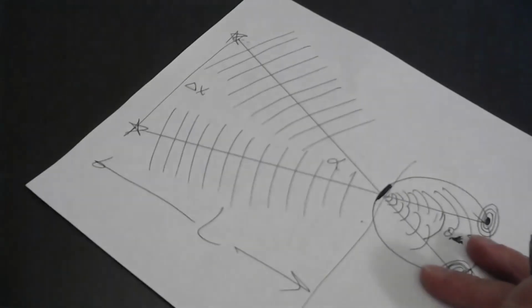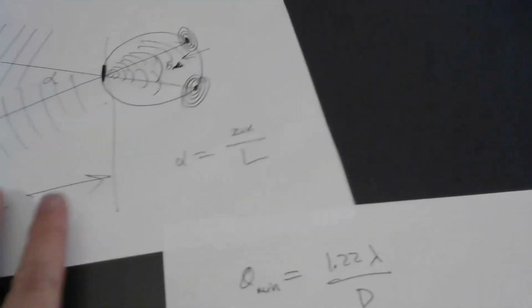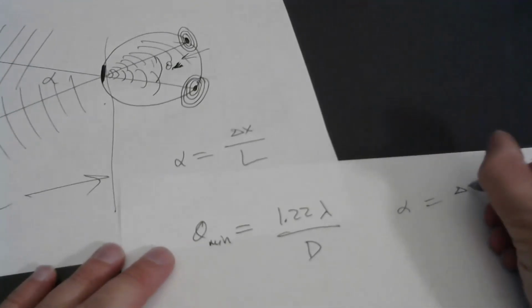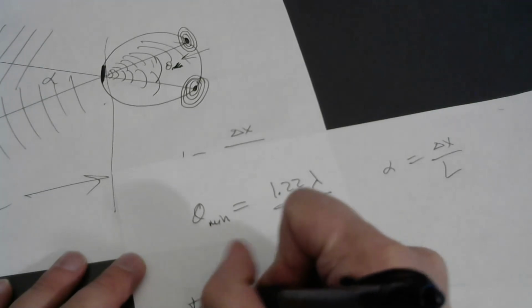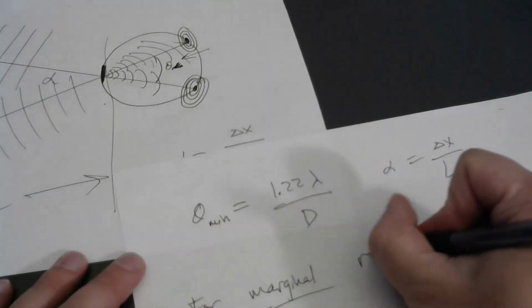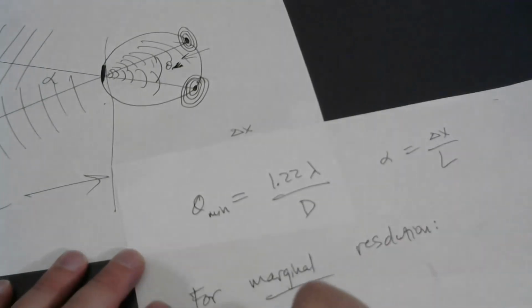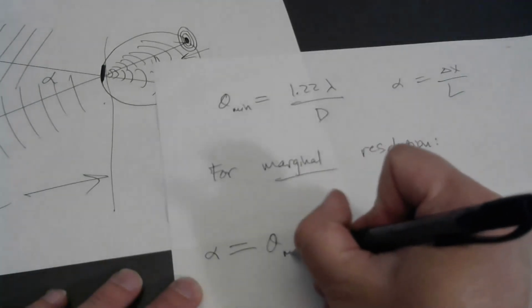What was I doing in this problem? Okay, right here. So I'll rewrite that here. Alpha is delta x over L. For marginal resolution, alpha needs to be at least as big as theta min.